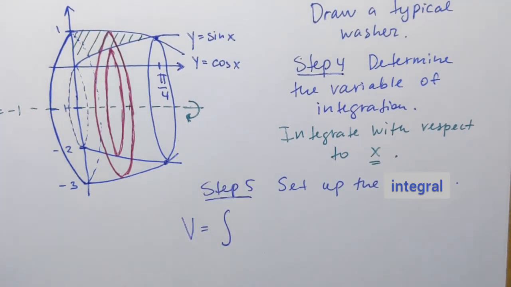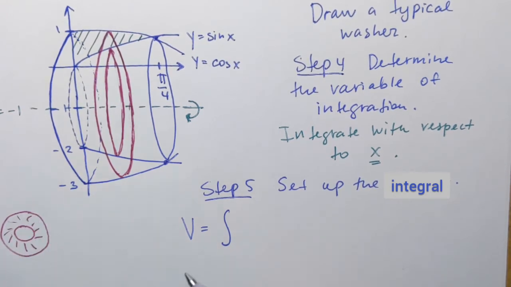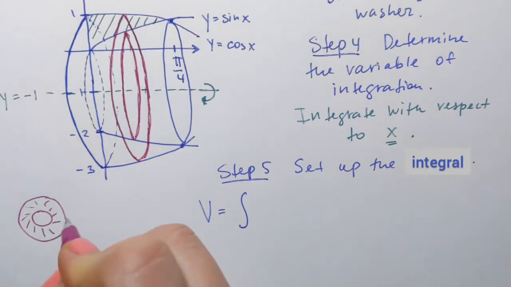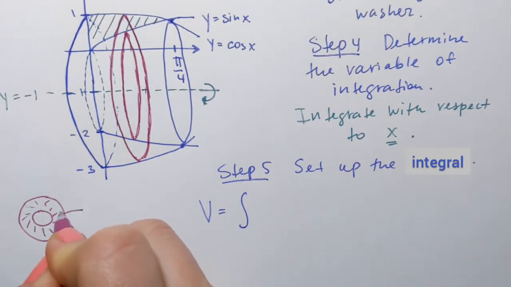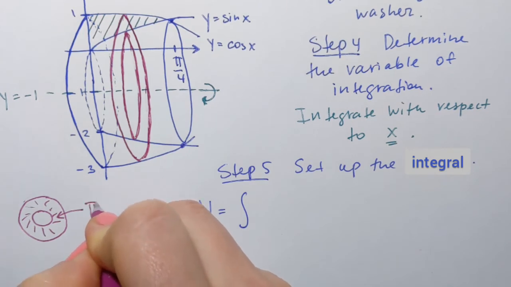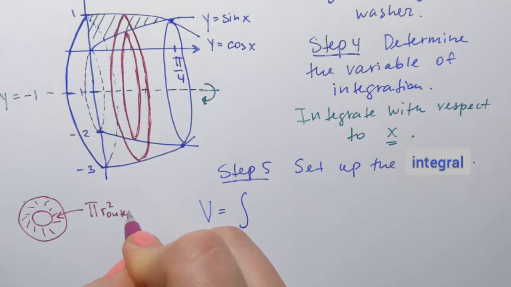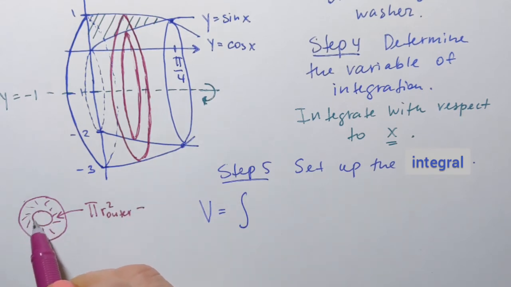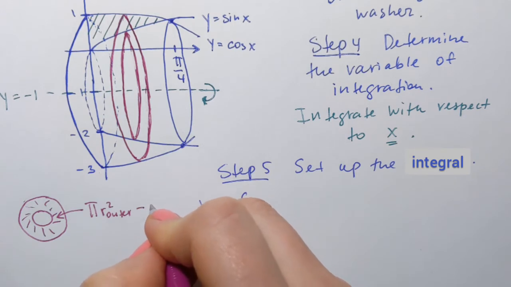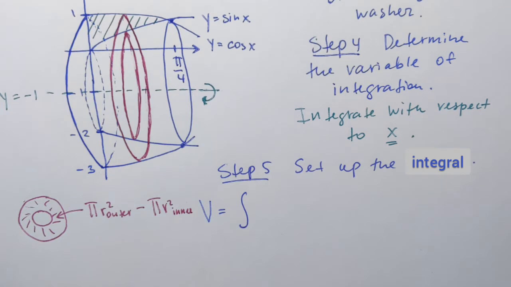Well, if I look at the washer from above, it looks like this, right? Its area is found by taking the area of the bigger circle, pi r squared, where r is the outer radius, minus the area of this inner circle, pi r squared inner. Just to remind you where that formula comes from.